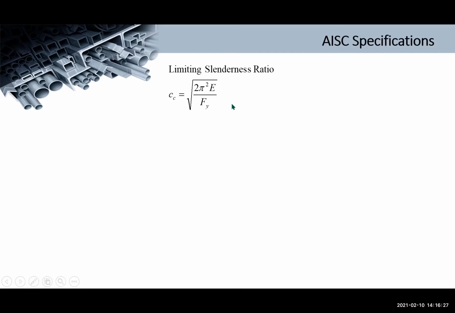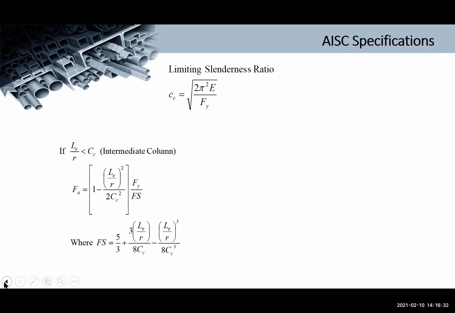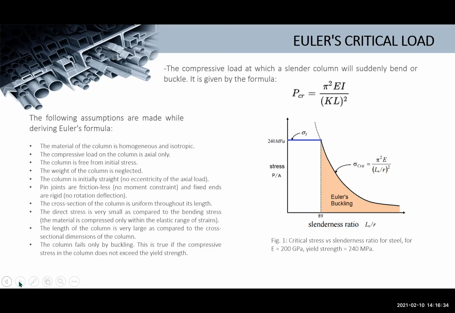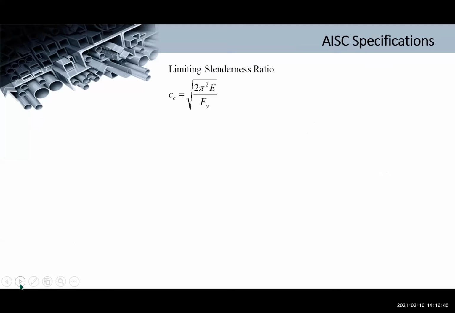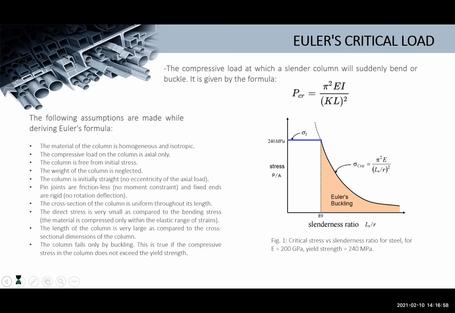Then, this is your limiting slenderness ratio. Now, if we are to analyze a column, the only thing we consider is the effect of buckling. Using your AISC specifications, we have the following. For us to categorize your column, we need to compute for your limiting slenderness ratio, Cc, which is equal to the square root of 2 pi squared E over Fy. Again, it comes from here.